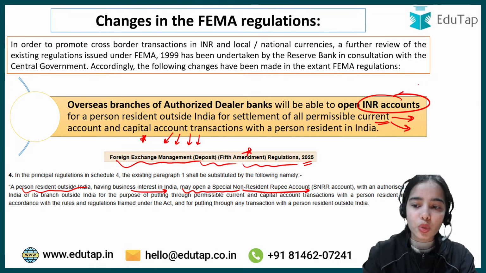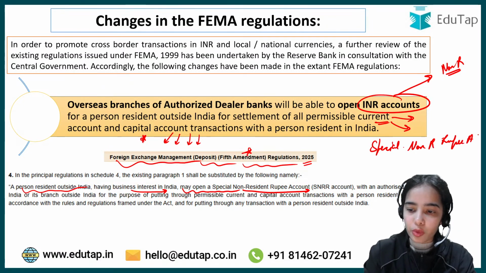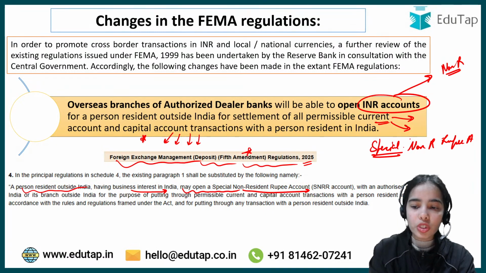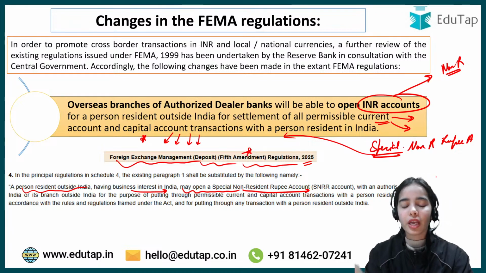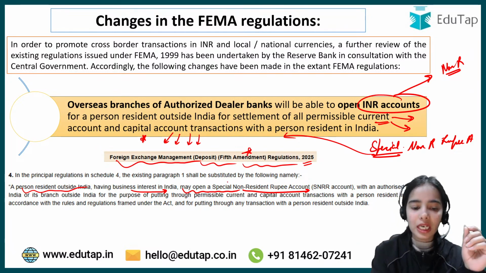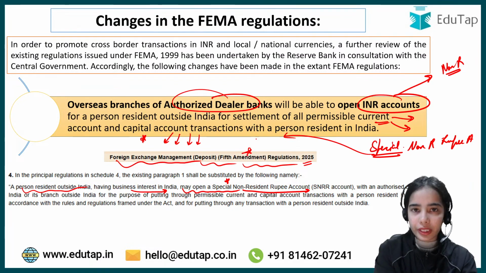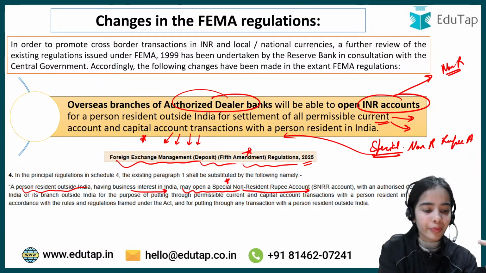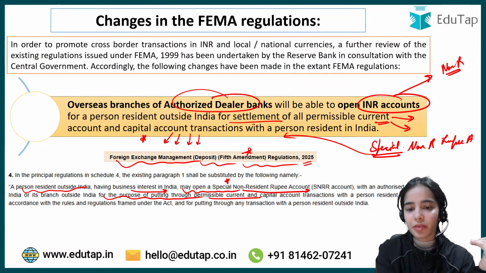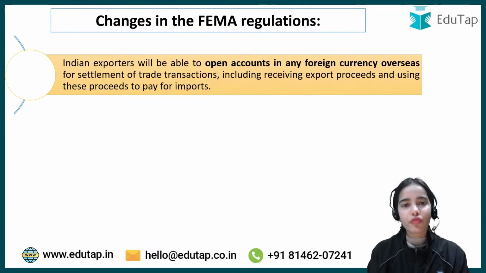So the INR account that is opened by the non-residents is a special non-resident rupee account. And why is it special? Because it is for those people that have some business interest in India. Okay, so the person resident outside India, if they have the business interest in India, can open the special non-resident rupee account with an authorized dealer of India that has the branch overseas, for the settlement of all permissible current and capital account transactions with a person resident in India. So this is the first change in FEMA regulation, so that there is more usage of INR.